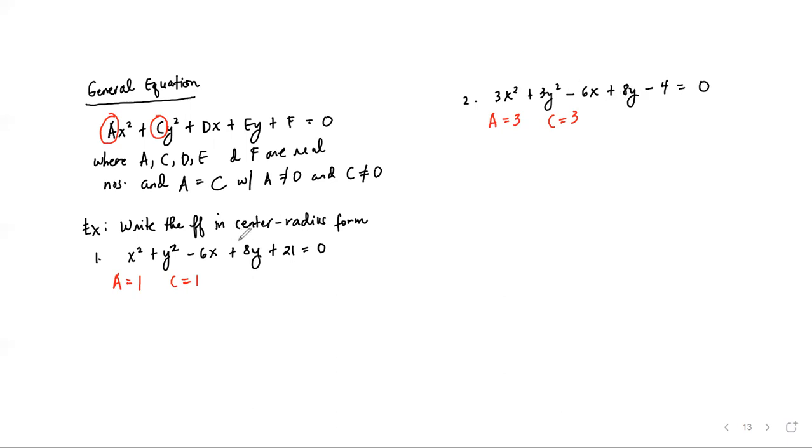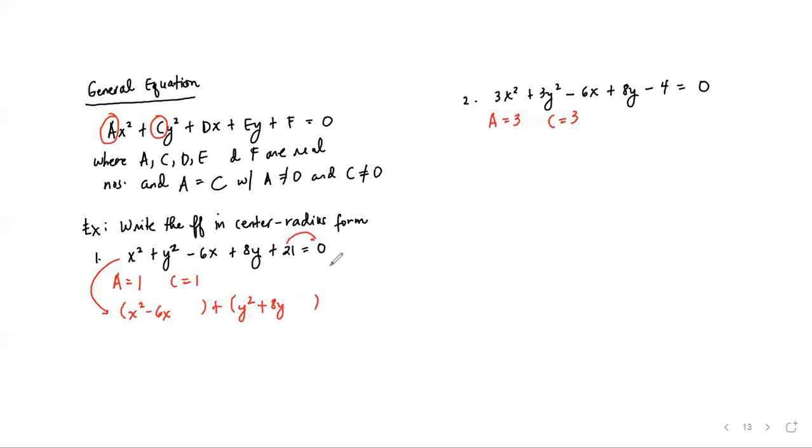So now, let us write this general form of the equation into the center radius form. So to write this in center radius form, we have to use completing the square. But before that, we need to group all those terms with x, and then we group all those terms with y.